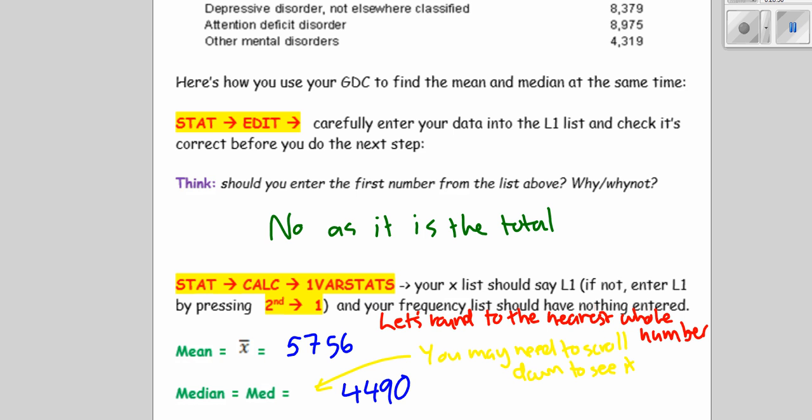So it is the kind of thing where you get awkward numbers and it's easy to type in the wrong number. So it's always good to have a read over your data list after you've done stat edit. Read over it again and check it's correct before you do the next step, because no method is allocated to these questions. You want to make sure you've got the right numbers in the calculator.